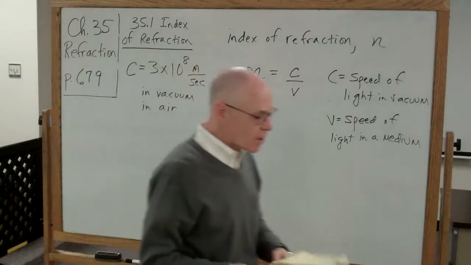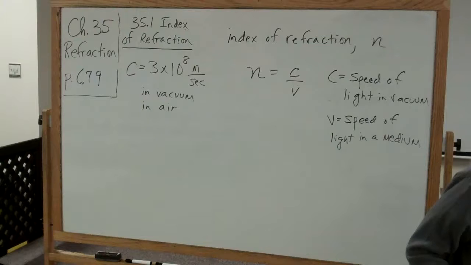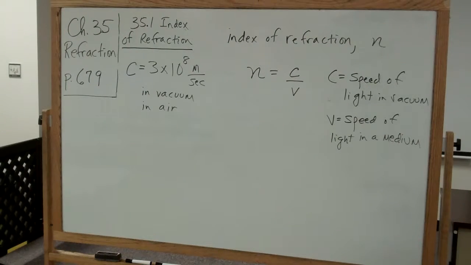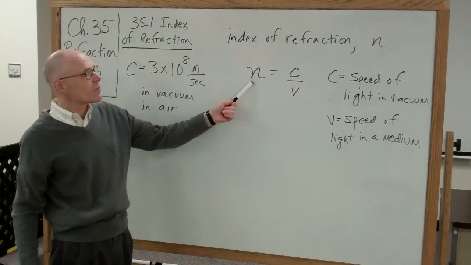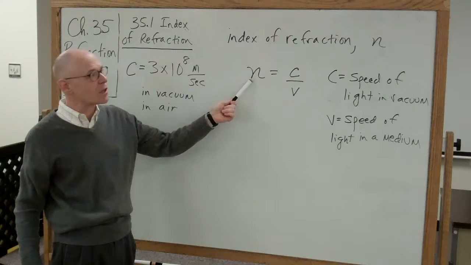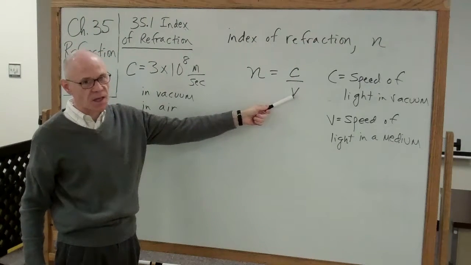The book gives you a table on page 680 of the index of refraction for a variety of materials. So if you could take a look at that, table 35.1 in the middle of the page, page 680. Now you'll notice that index of refraction is one of those terms we deal with which does not have any units, because you're dividing a speed by a speed and all the units cancel out.